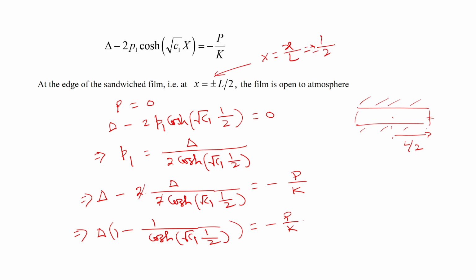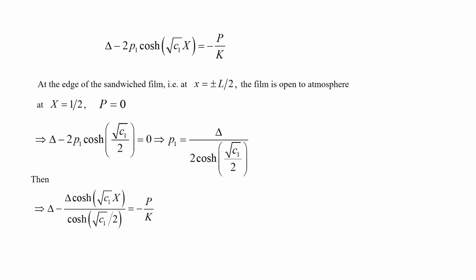Now finally, one will get P1. P1 is equal to this: delta minus 2 P1 cos of the square root of C1 into capital X. I should have written that cos, I missed it. So, here this is delta, cosh of the square root of C1 into x. From here one gets this. So, this is 2 into P1 into cosh. Yes, this is now correct.